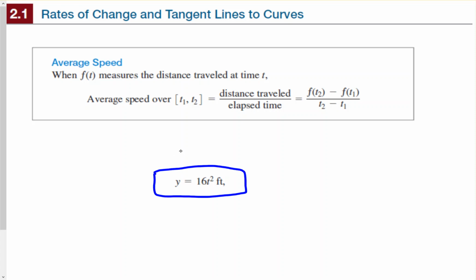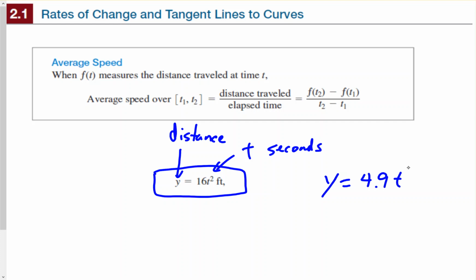So y would be the distance, and the t that's being squared here, that would be seconds. So this is for when we have feet. If we had y being measured in meters, the alternative version would be y equals 4.9 t squared. So one thing we should note for distance, this is distance in feet, and this distance is distance in meters.